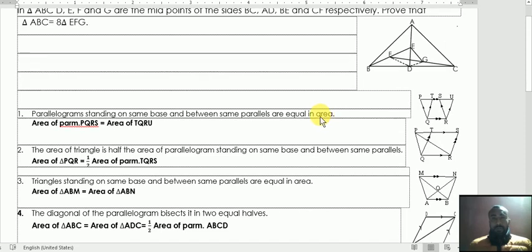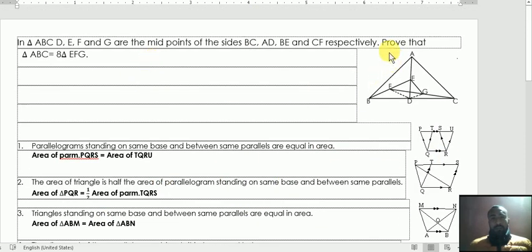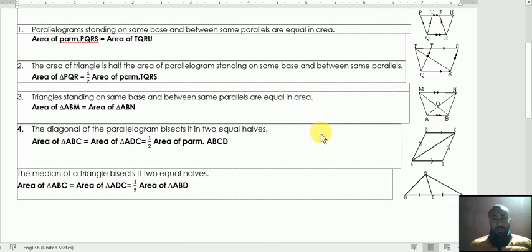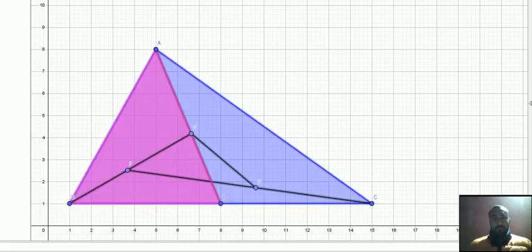So be focused on these five properties because we are asked to prove the area of triangle ABC is equal to 8 times the area of triangle EFG. So you need to be focused on these five properties. So let me show you the figure.